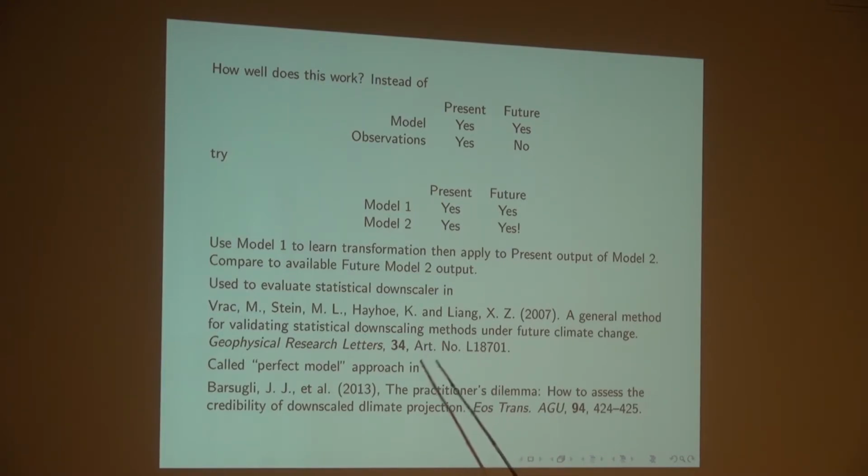I wrote a paper with some co-authors, some of whom you may know, probably a lot of you know Katharine Hayhoe, where we proposed this idea of replacing the observations by a second model and now playing the game of, from these three cells, trying to figure out what goes on in this fourth cell, and then using the fact that we actually do observe that fourth cell to test the method.